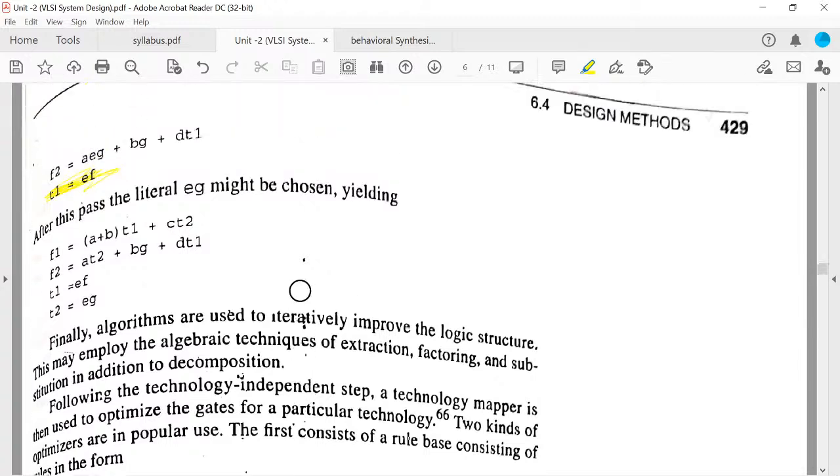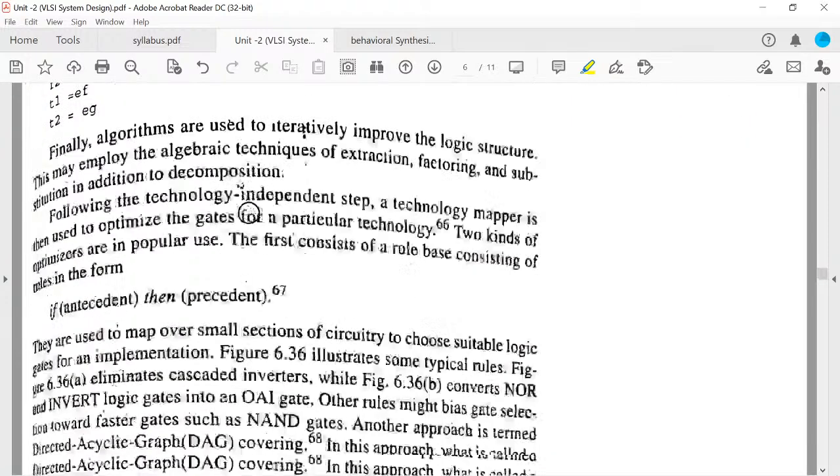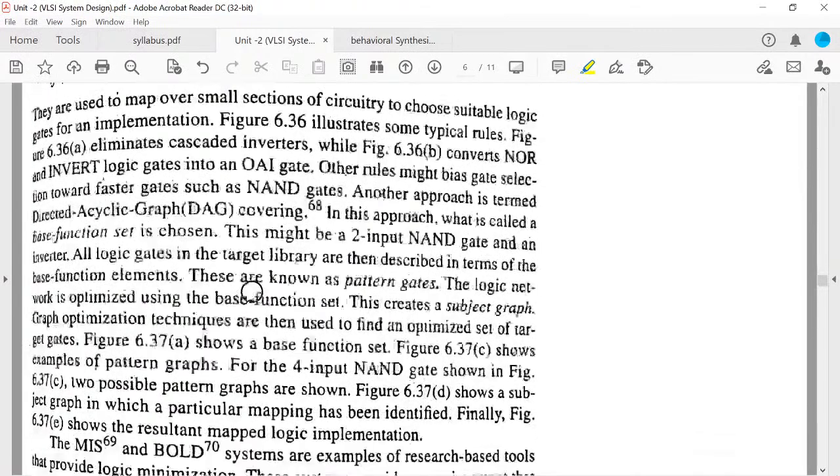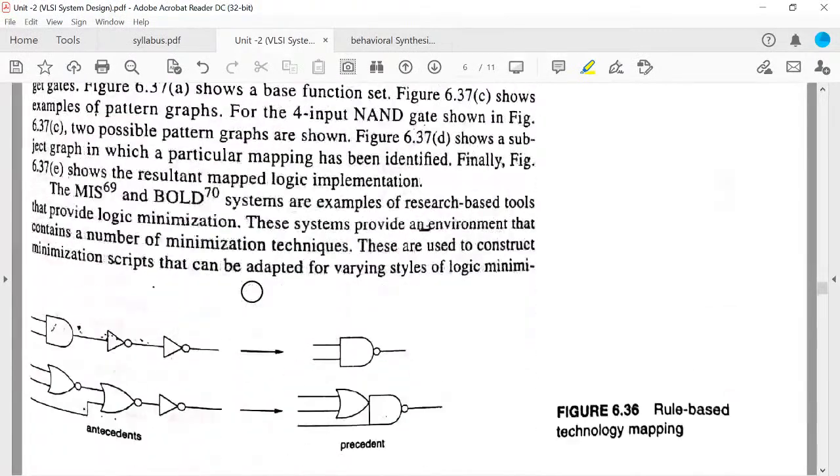So in logic optimization, we modify the logic functions according to the requirement, according to the area constraint, according to the timing constraint. We already discussed this in our lecture.